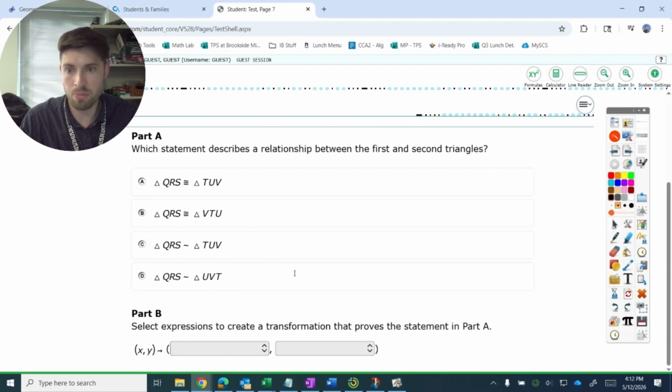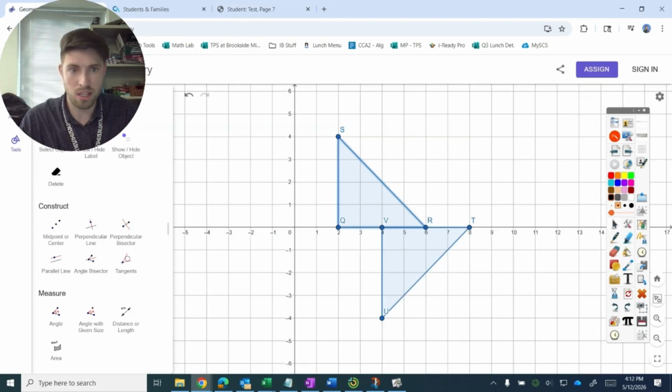Now, part B is asking us, okay, if they're congruent, what transformation can we use to prove this? And so the way that I would do this is whether you have craft paper or even you can draw it by hand. I graphed it digitally because I'm not a good artist. And so I'm going to show it to you digitally. So how can I take this triangle, QRS, and transform it so that I get TUV, right?